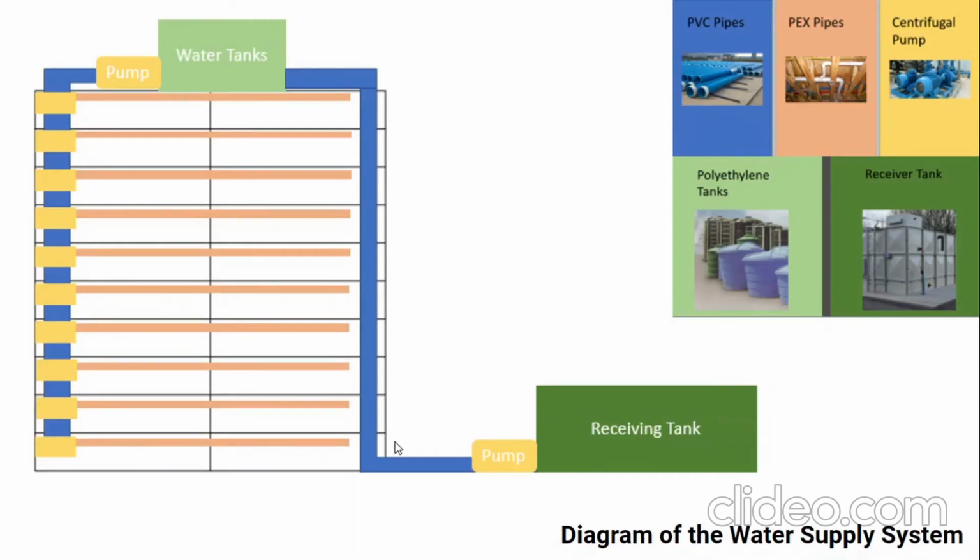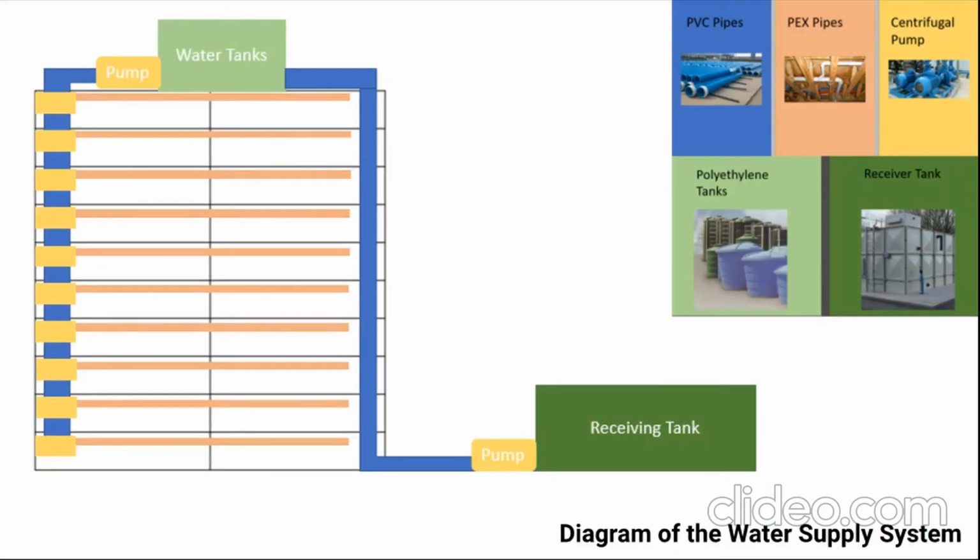Now for the pipes, as we have explained earlier, we will use bigger pipes between the floors and smaller pipes between each unit of houses. For that reason, we will use PVC pipes between the floors from the ground floor to the roof, as you can see here, because they are bigger compared to PEX pipes. On the other hand, we will use PEX pipes between each unit of houses, as you can see here, because they are small in size compared to PVC pipes.